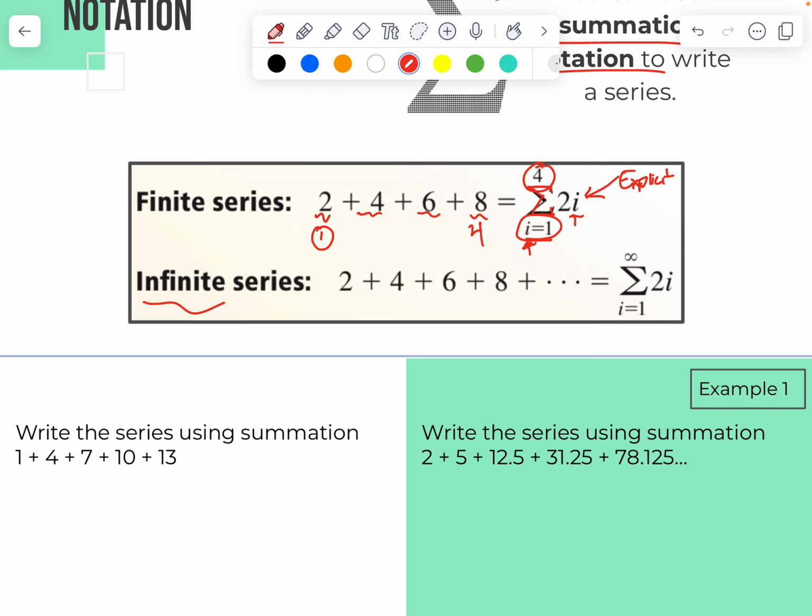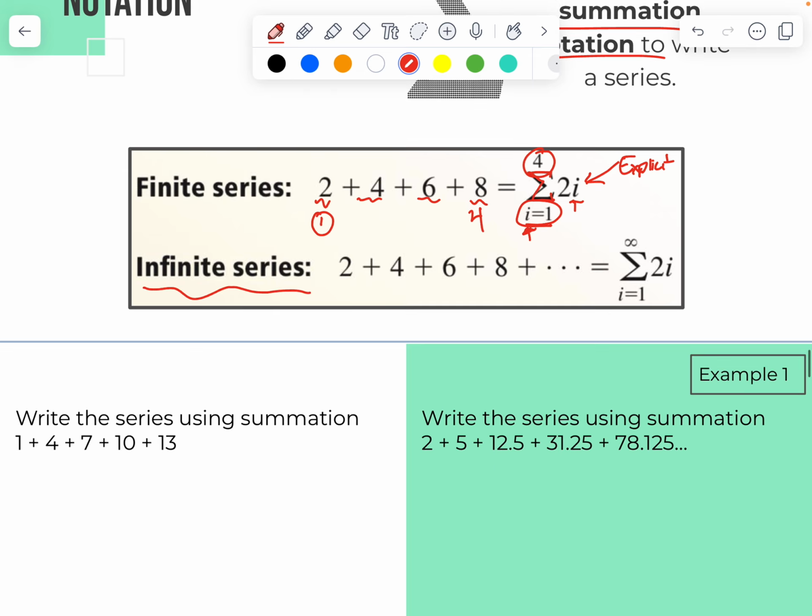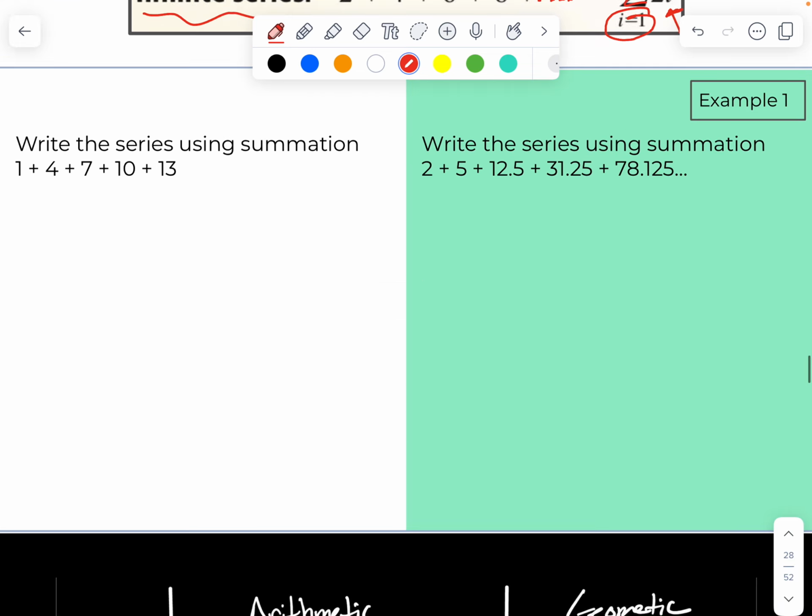If they said we wanted to take the sum of an infinite series, we would say, okay, we want the sum from 1 to infinity of the explicit formula for that pattern. So that might seem kind of confusing. Hopefully that's not too bad, but we'll look at some examples where we use this.